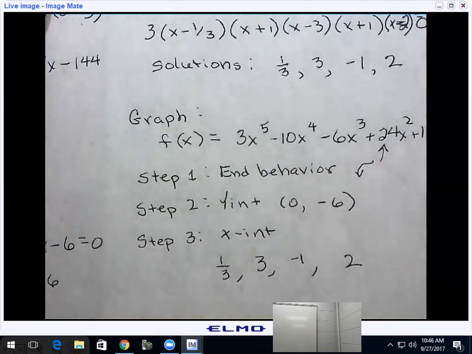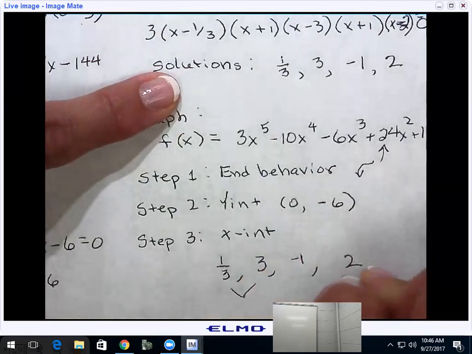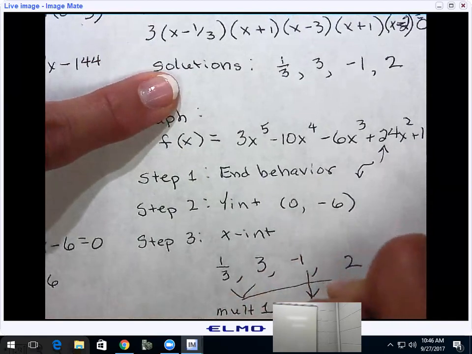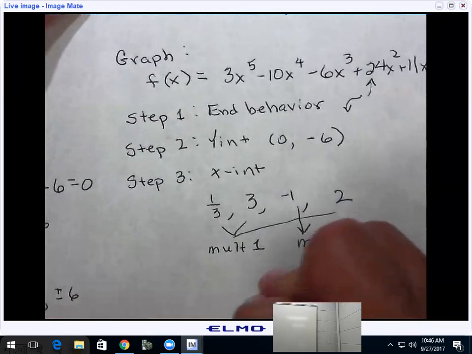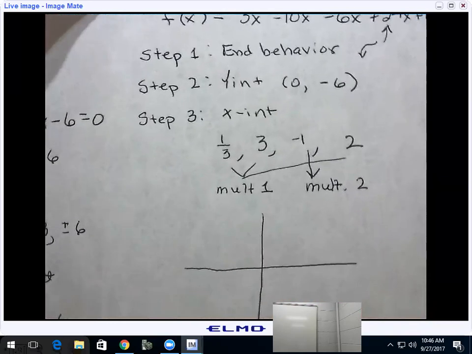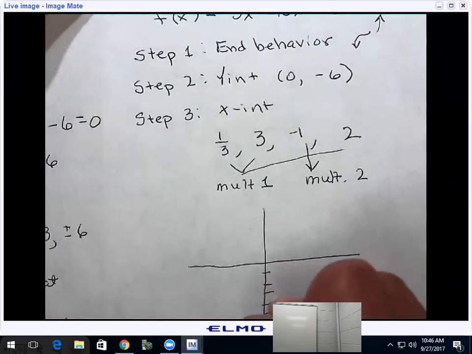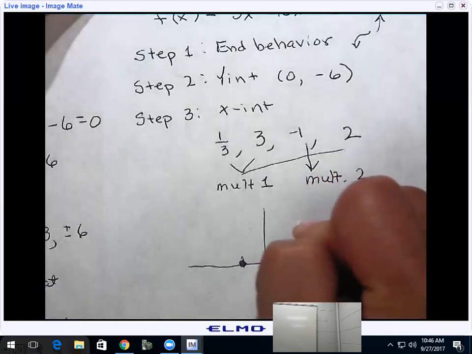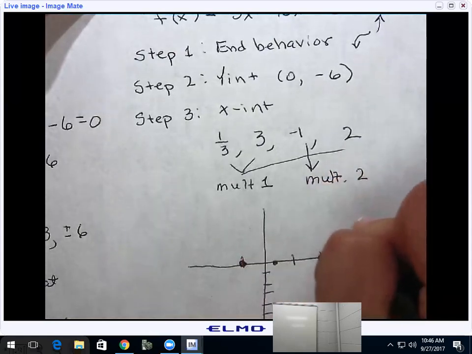And 1/3, 3, and 2 were all of multiplicity 1, and -1 was multiplicity 2. So here's what I can do today that I could not have done before. I can say the y-intercept's -6. The x-intercepts are -1, 1/3, 2, and 3.